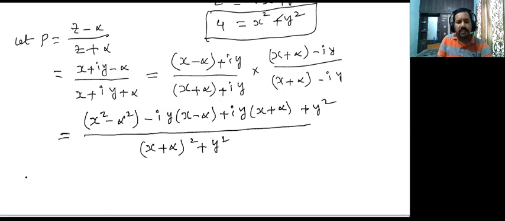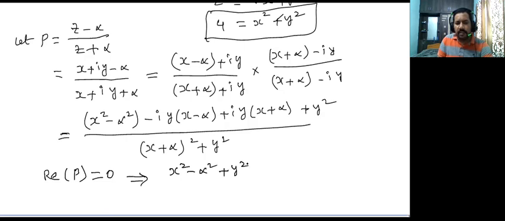Here also given p is purely imaginary. That means we can write the real part of p is 0. What is the real part in that question? (x square − α square + y square) divided by ((x + α) whole square + y square), that is equal to 0. This is the real part.